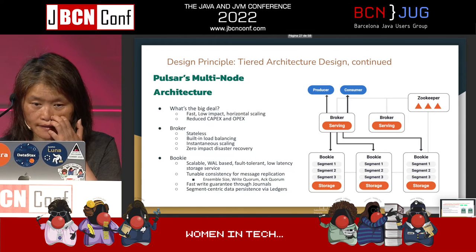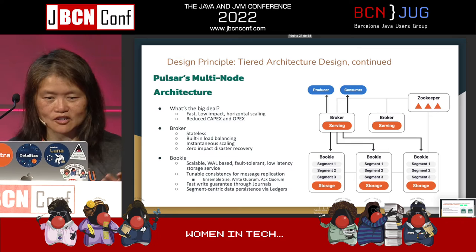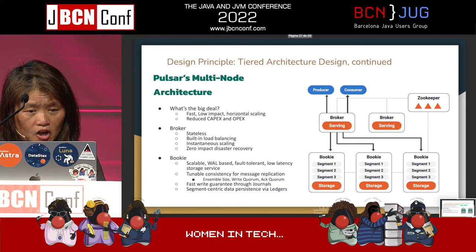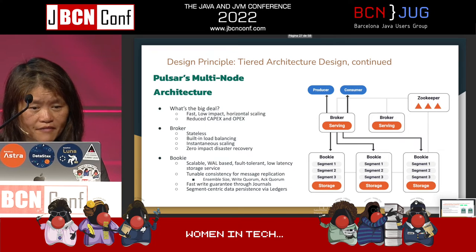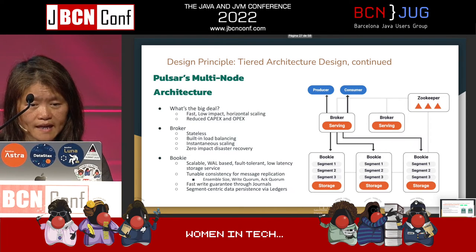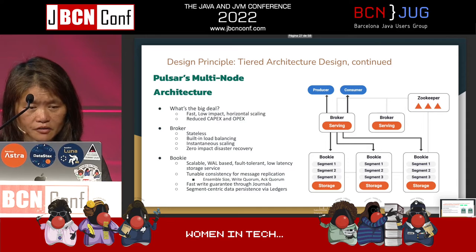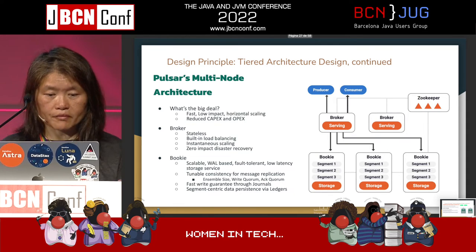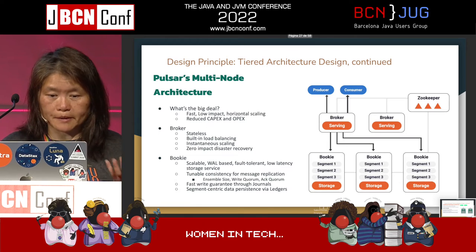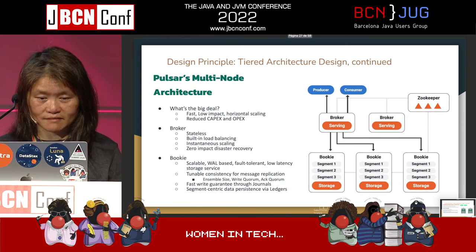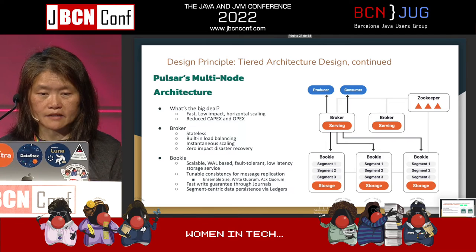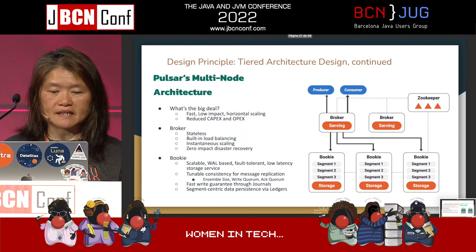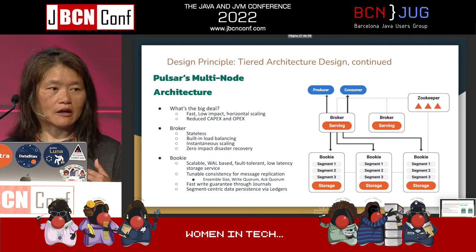Okay. Here is another slide, just for my company, I thought I should show it too. I already talked about what the big deal is. It's fast, low impact, and has horizontal scaling. The broker itself is stateless, and it already has a built-in load balancing capability, so you don't need to worry about it. It scales really well. And if there's disaster recovery, another node takes over, and it does all of the rebalancing itself.